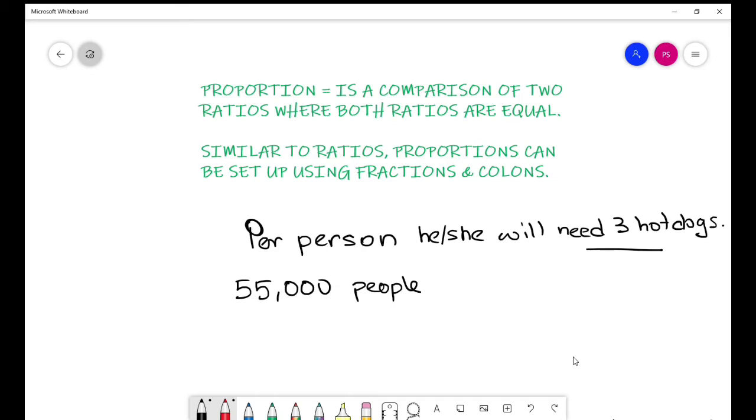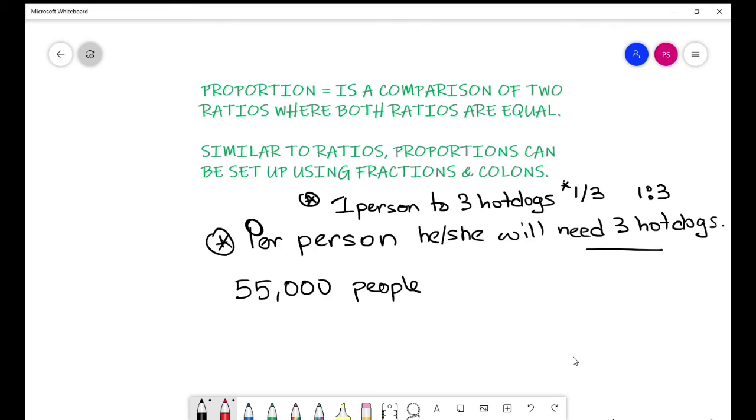Well, let's consider this piece of information. Per person, they will need 3 hot dogs. So here we have a ratio of 1 person to 3 hot dogs. Remember, this same ratio can be expressed using a fraction or using a colon. All 3 are accurate ways of describing this first ratio. Per person will consume 3 hot dogs. Now then the question is, well, what if you have 55,000 people? So let's start setting up a proportion.